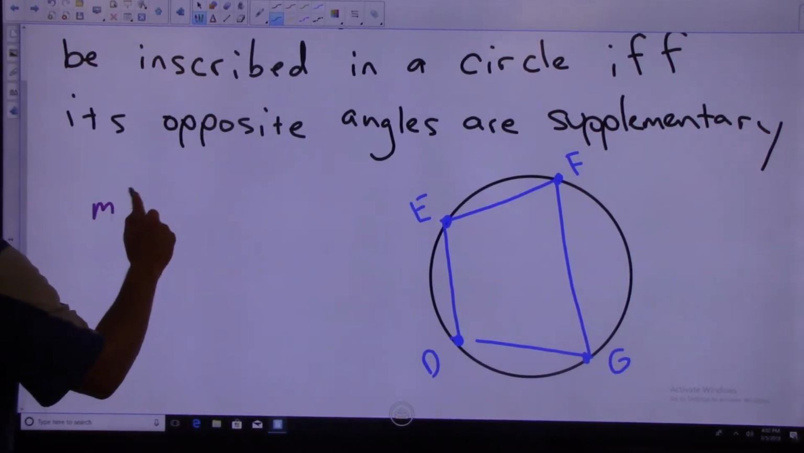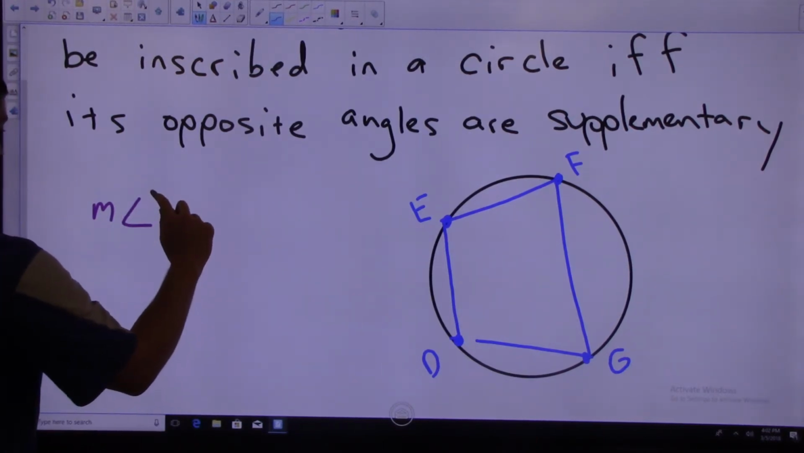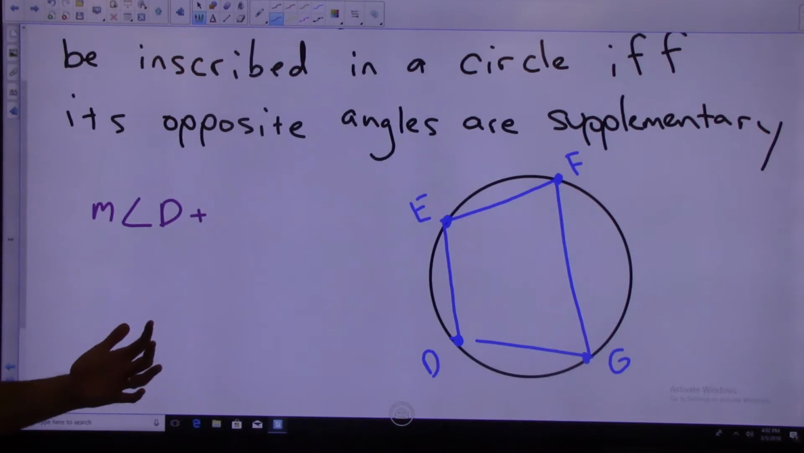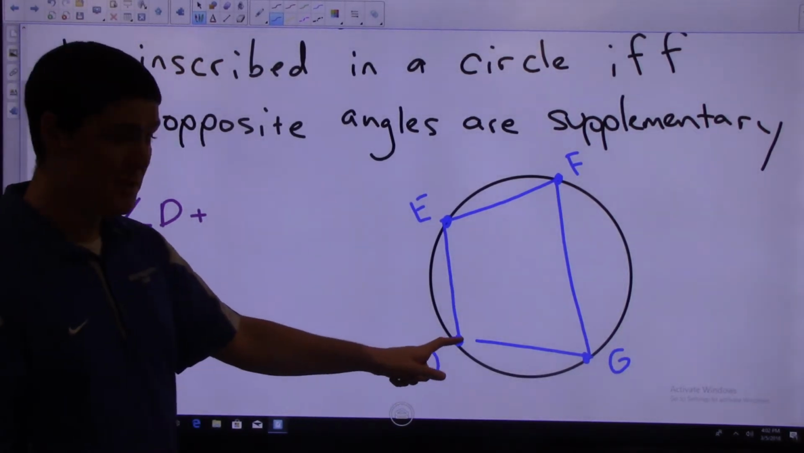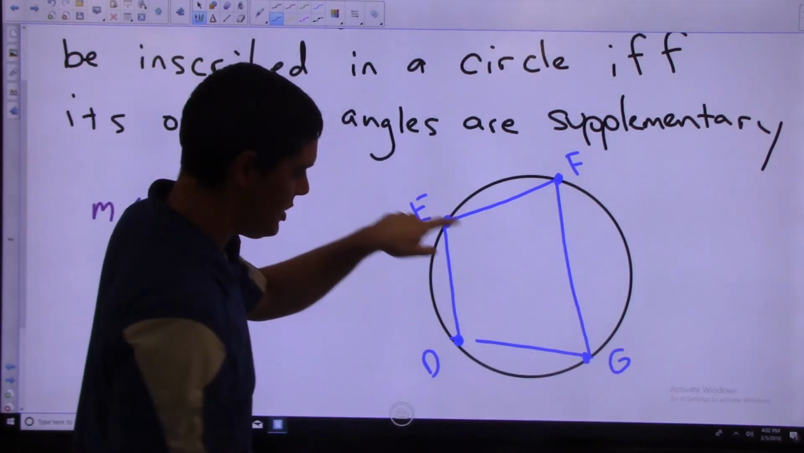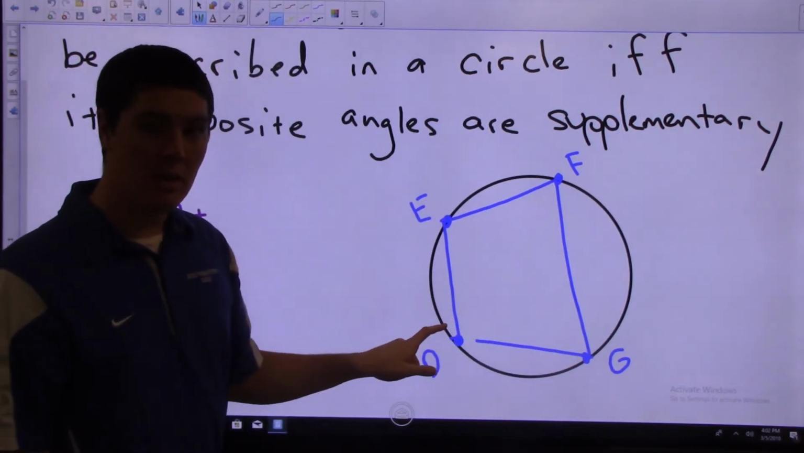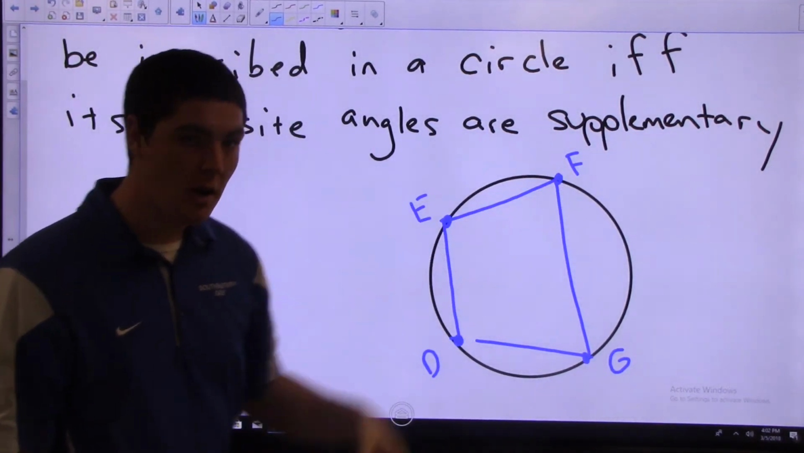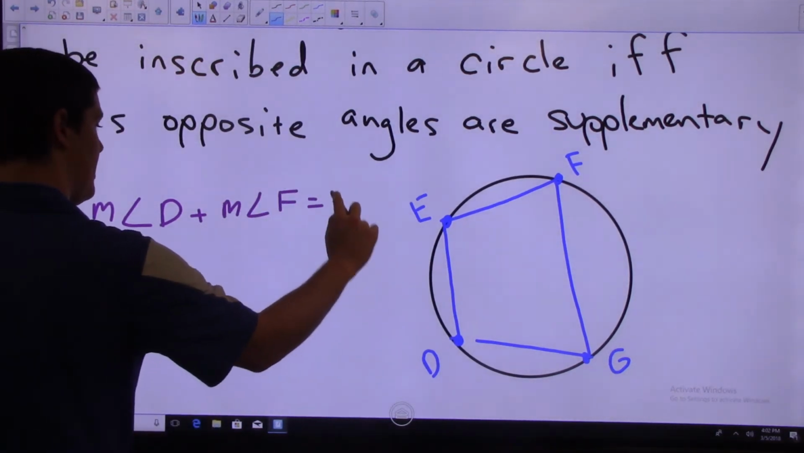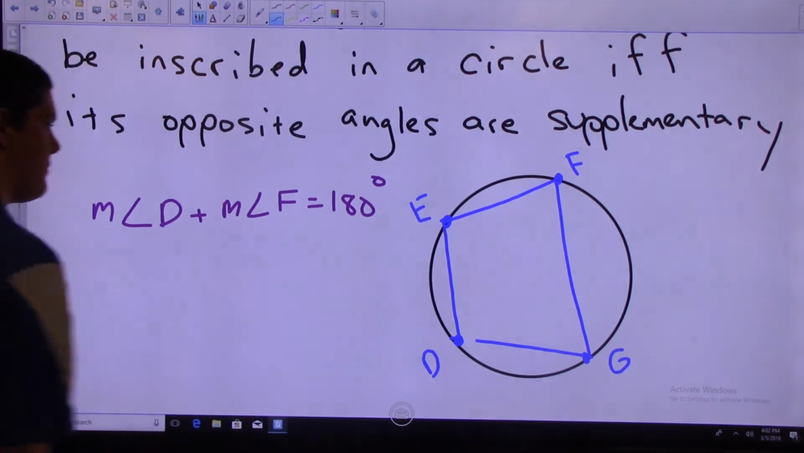So the measure of angle D plus, guys, hopefully you understand what opposite angles are. If we start with angle D, the opposite angle to that is going to be angle F. These two angles, E and G, are going to be adjacent to angle D. The one opposite is the one straight across. So the measure of angle D plus the measure of angle F has to equal 180 degrees. Okay?